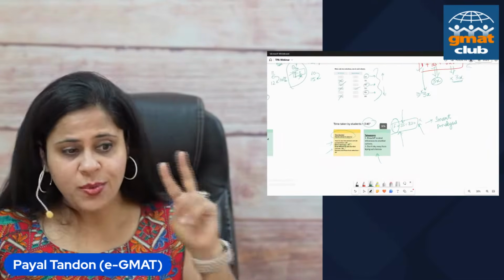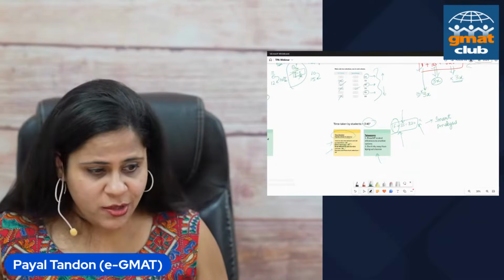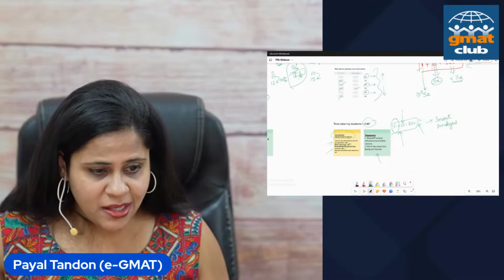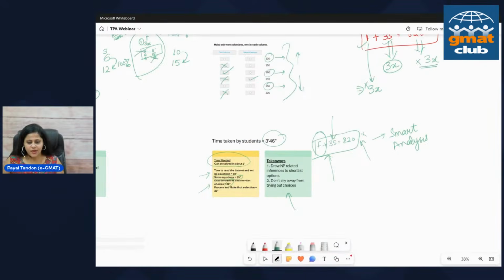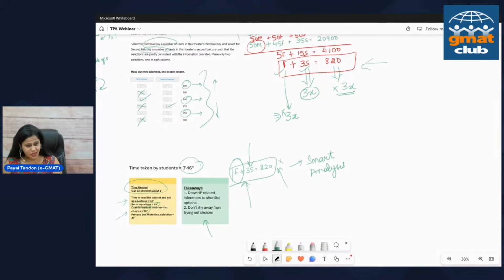So you've seen two ways of drawing inference. One was wherein you took the multiple part, and the other one was wherein you simply took this F plus 3S is equal to 820. What is it that you can extract from that?